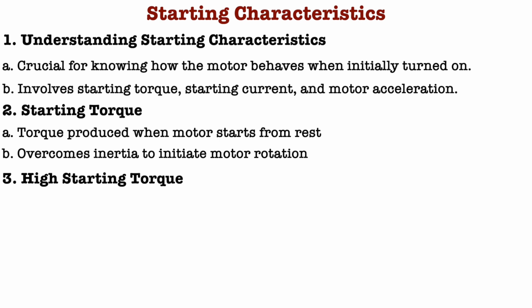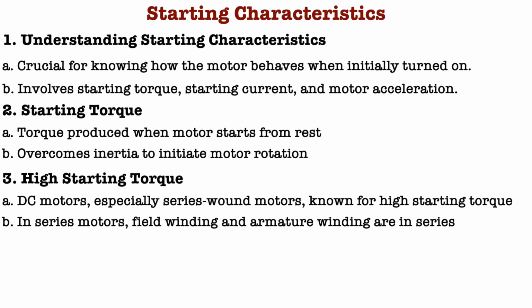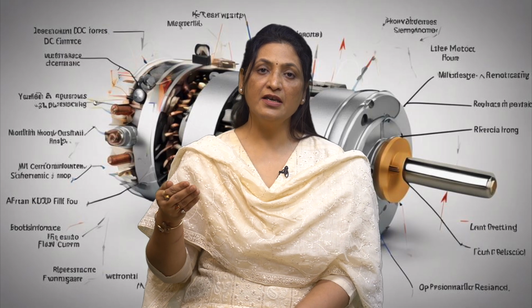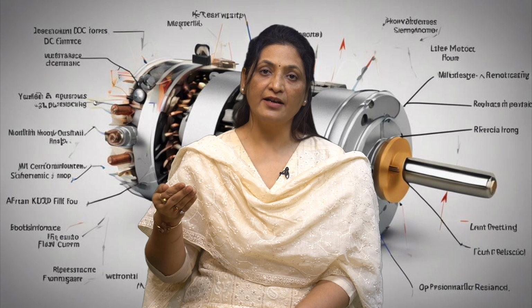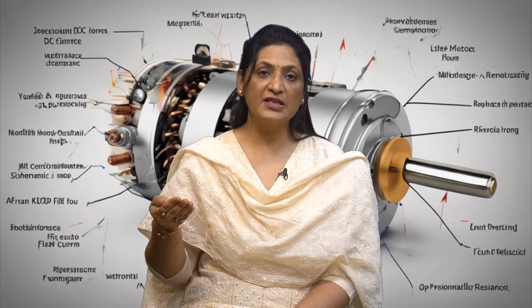DC motors, particularly series wound motors, are known for their high starting torque. This is due to the fact that in a series motor, the field winding and the armature winding are in series, which means the field current is equal to the armature current. At startup, the armature current is high because the back EMF is 0, leading to high torque. The starting current is the current drawn by the motor when it is first started.